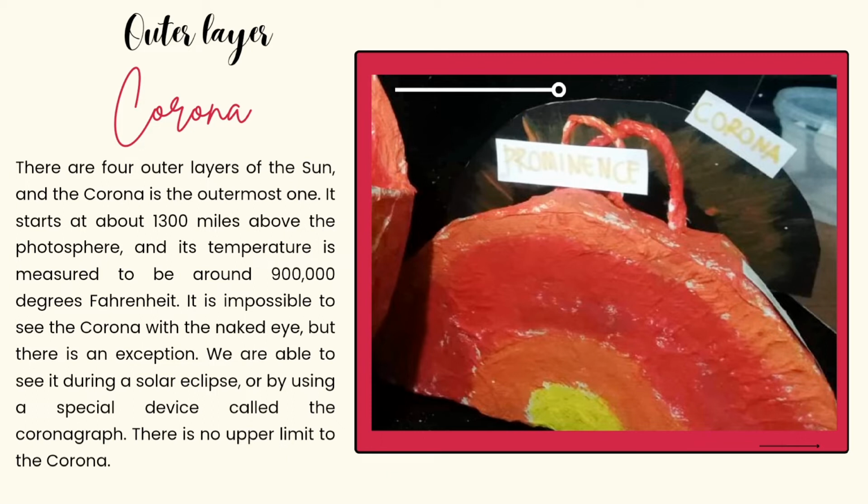Now let's move forward. Let's start with the outer layer, the corona. There are four outer layers of the sun, and the corona is the outermost one. It starts about 1,300 miles above the photosphere, and its temperature is measured to be around 900,000 degrees Fahrenheit.